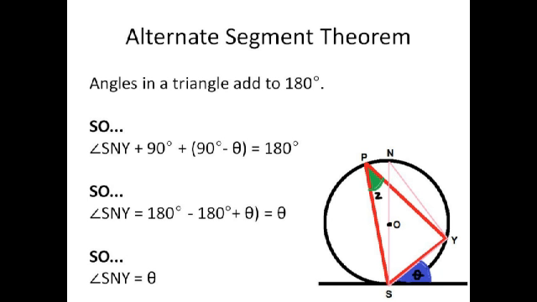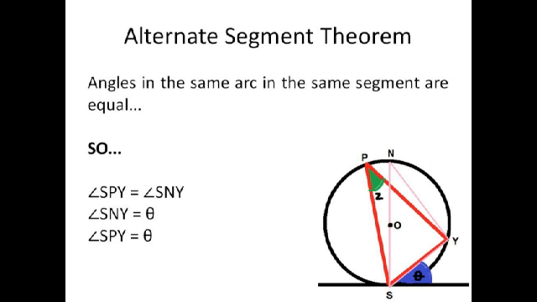We're still working on the pink triangle here, and we know that angles in a triangle add to 180 degrees. So SNY plus 90 degrees, which is the right angle from NYS, plus 90 minus theta, which is what we worked out NSY to be, must equal 180 degrees. So we know that SNY equals 180 minus 180 plus theta, which equals theta. We got the 180 from the 90 plus the 90, and then we took the 180 from that side and added theta to that side. So we know that SNY is equal to theta.